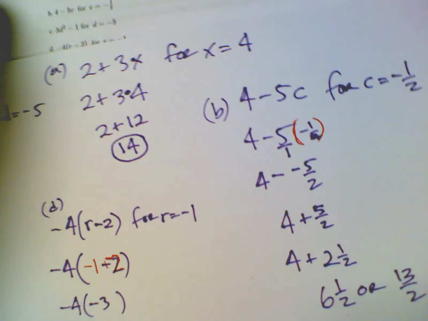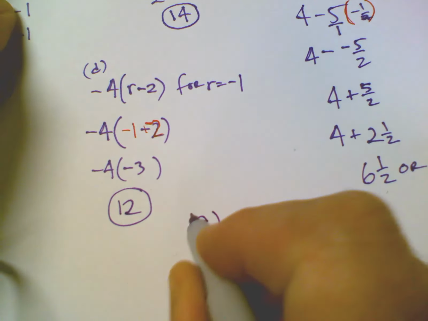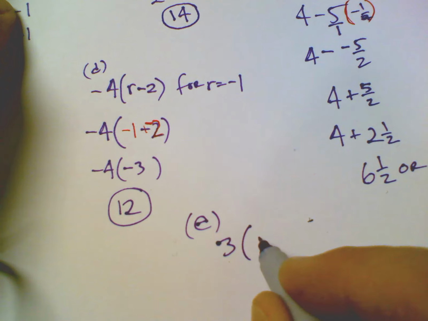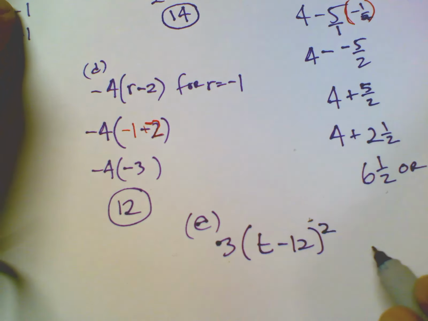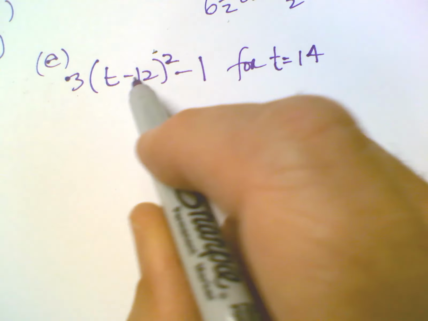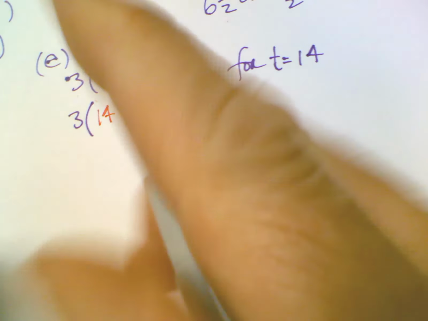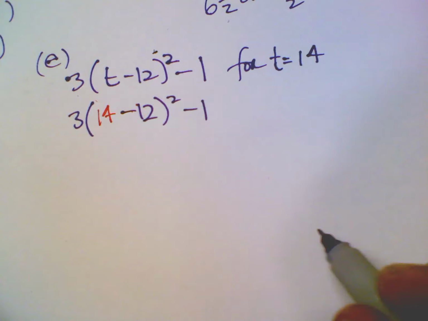All right. Okay, we're on a roll. So let's go ahead and finish it up. We'll do E. Let's see if I can rewrite E someplace. E is 3 all times the quantity t minus 12 all squared, minus 1. In this case, t is equal to 14. Okay, so let me get me some room here. So that's E. 3 times the quantity t minus 12, and all that quantity there is squared, minus 1. So instead of t, we're writing a 14. So it's 3 times the quantity 14 minus 12, all of that squared, and then at the end, minus 1.